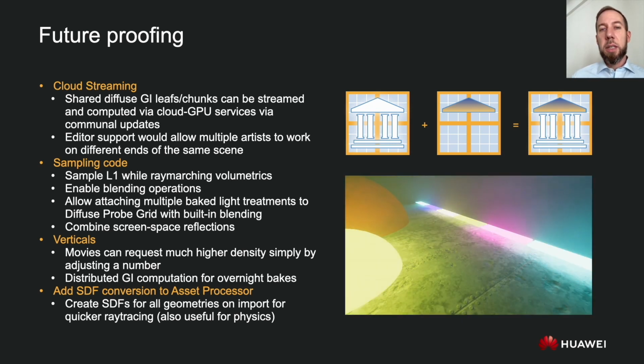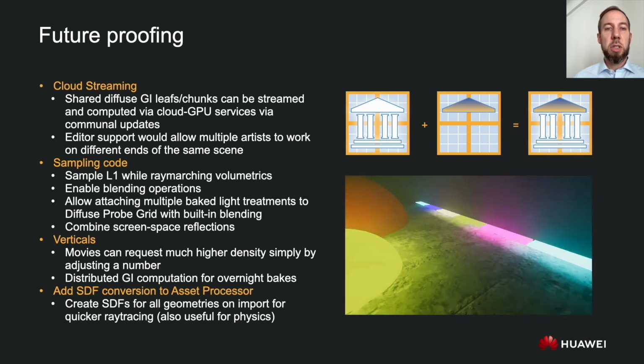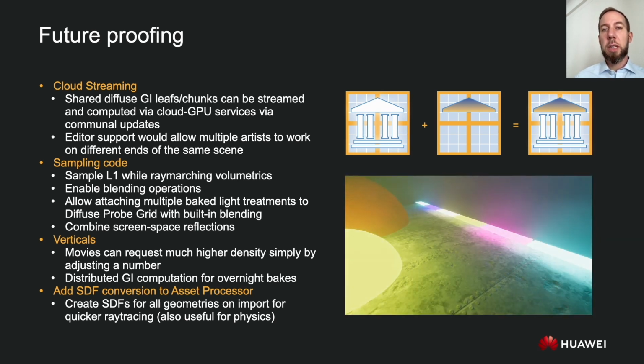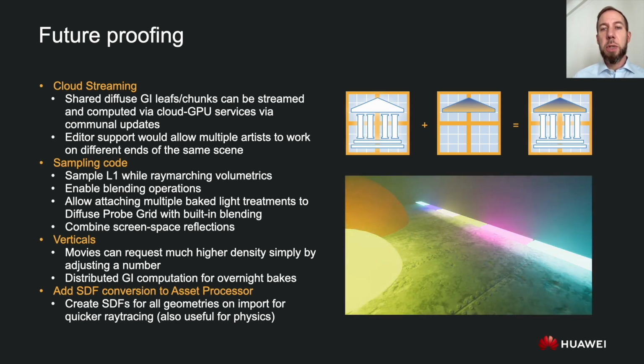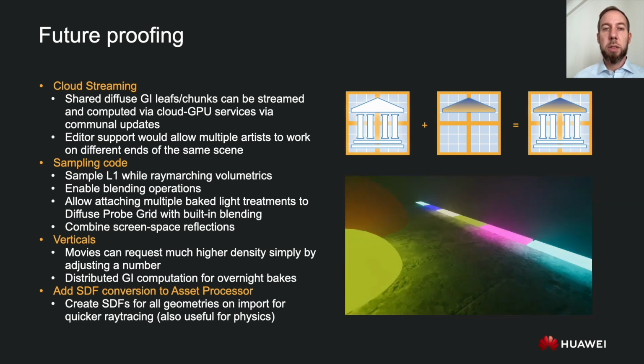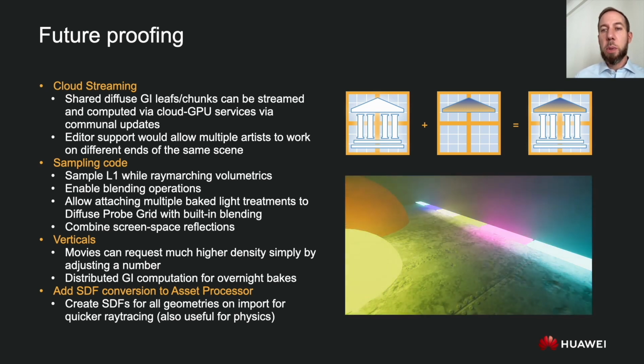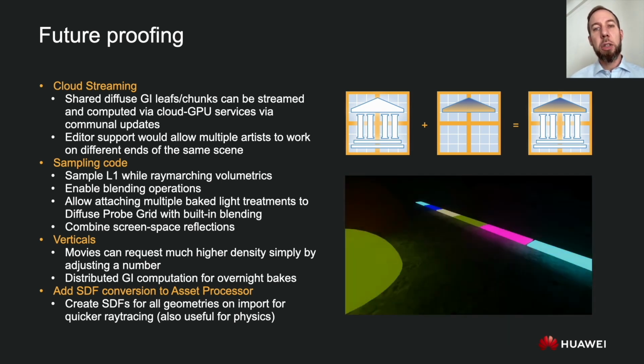Finally, there is a lot of potential to improve not just GI, but other systems such as physics by thinking about alternative geometry representations. There are some engines which generate signed distance fields automatically on import, and the asset processor could be enhanced to create sets of representations for imported geometries and materials that speed up GI computation.